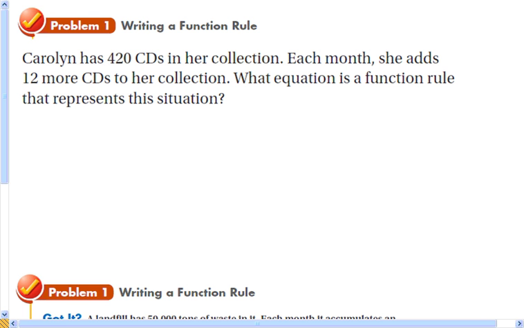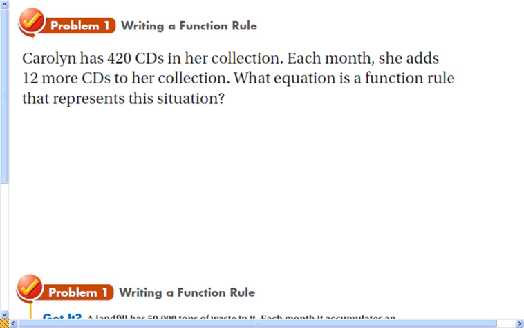And this is important because knowing what a function is, once you get into your higher level math classes, you'll always be using functions. And also, during your state testing, the standards require that you understand function notation and function rules. So Carolyn has 420 CDs in her collection. Each month she adds 12 more CDs to her collection.